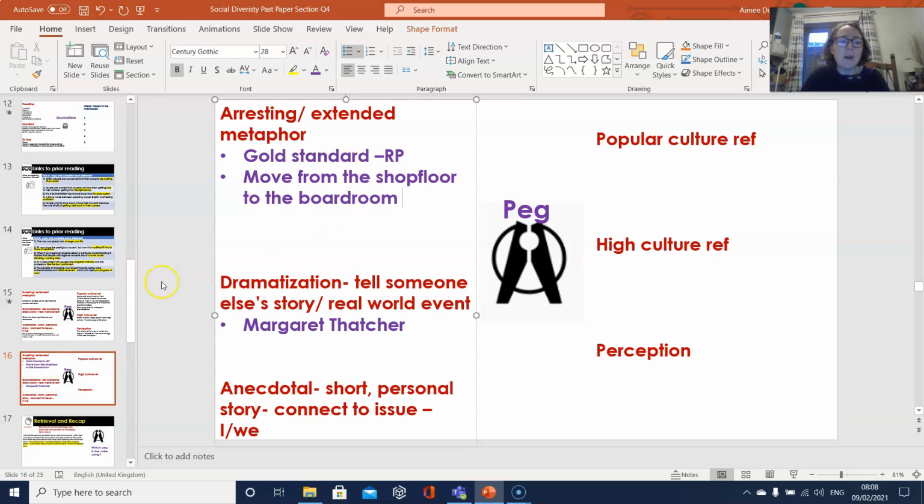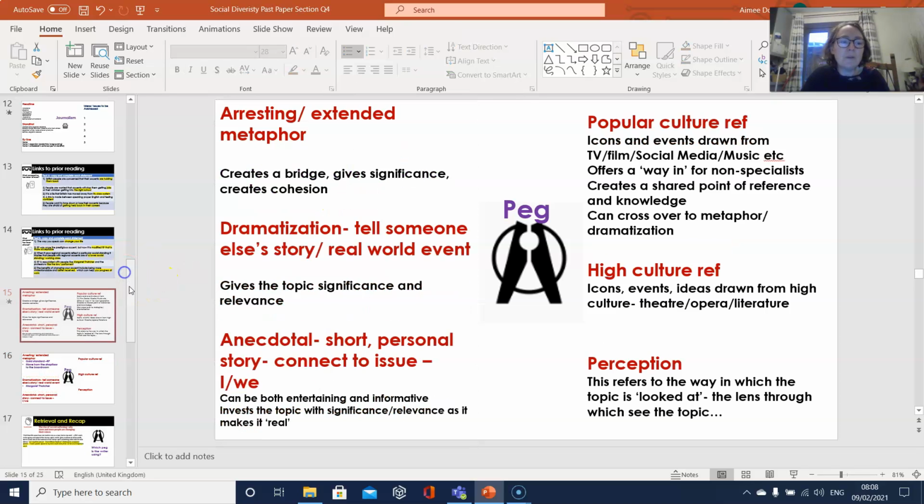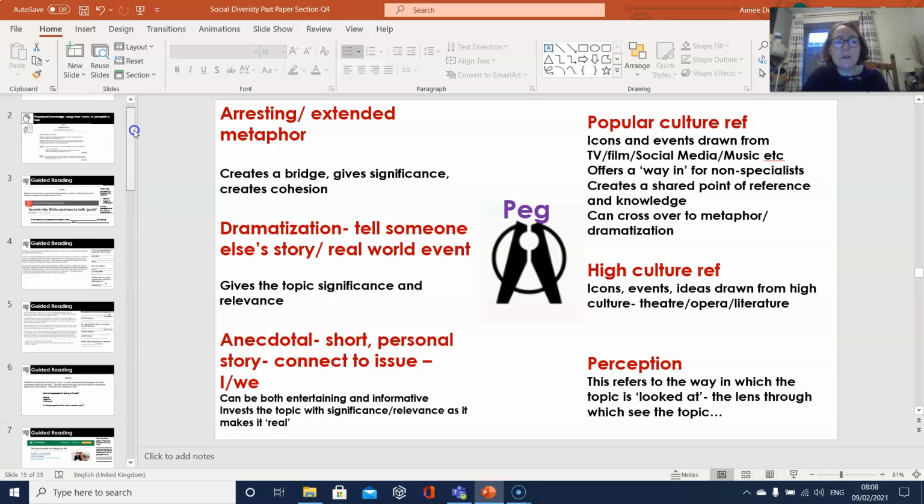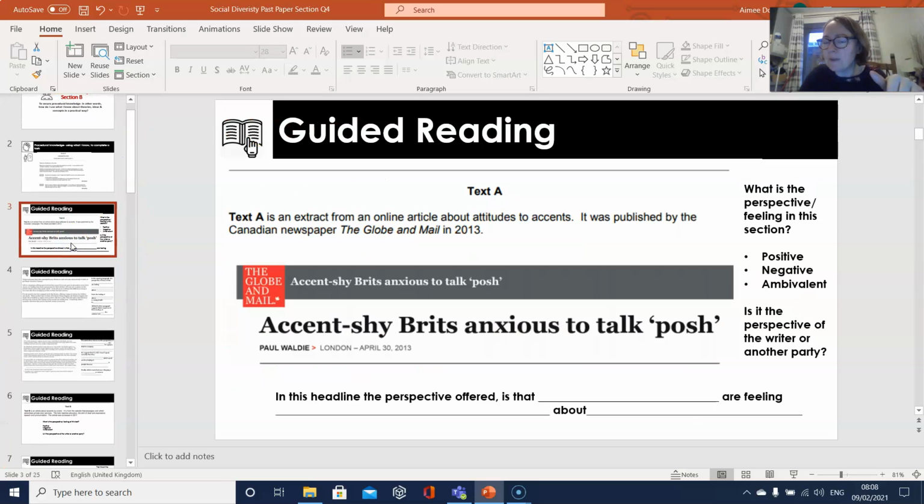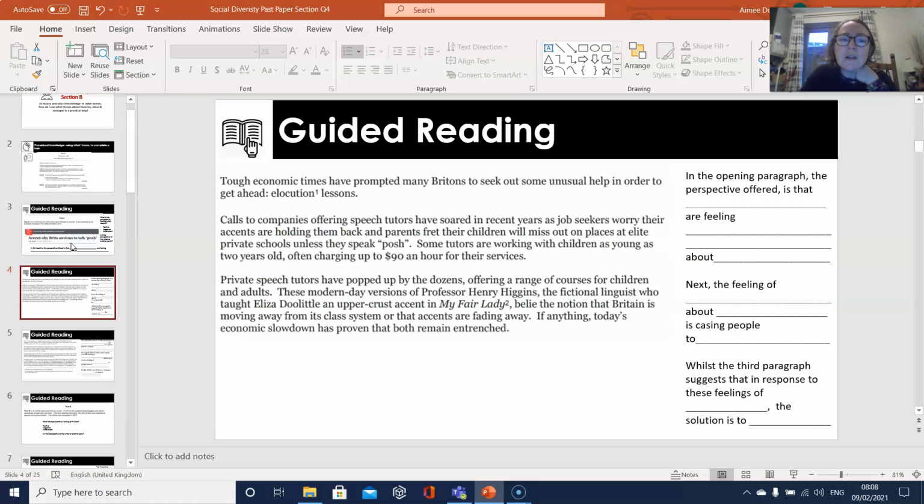Okay. Now, real quick, what are we doing? We're using the two articles that we've analysed. What this also doubles up as is making references to the ideas and issues in the other texts. So: "Accent-shy Britons anxious to talk posh. Tough economic times have prompted many Britons to seek out some unusual help in order to get ahead. Elocution lessons. Calls to companies offering speech tutors have soared in recent years."